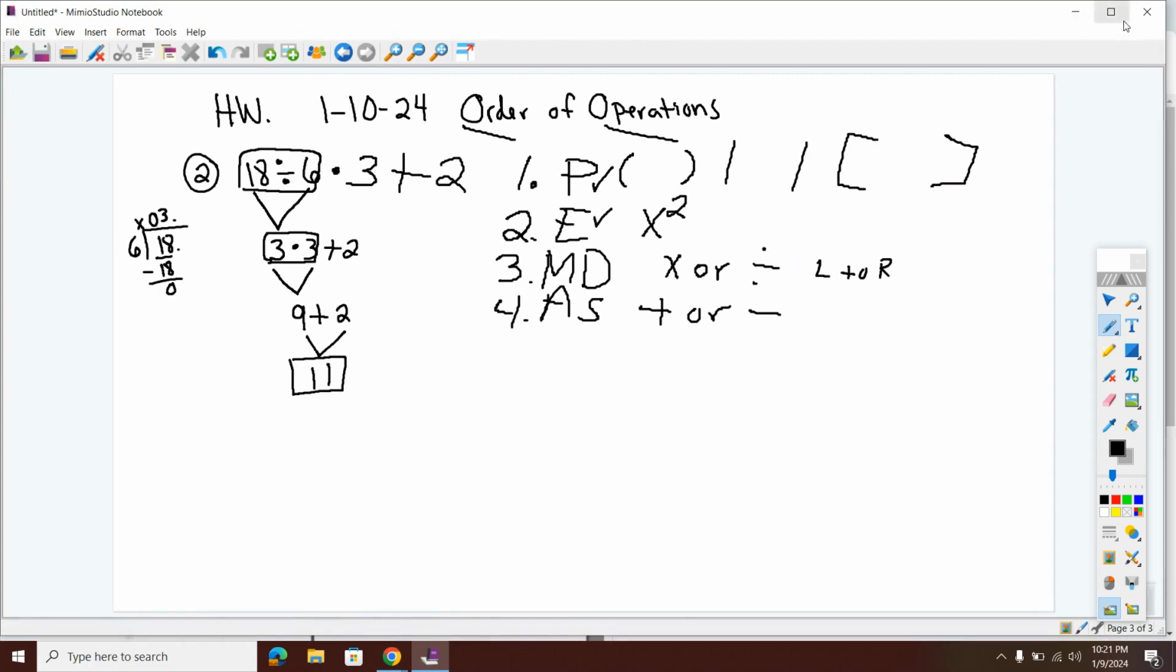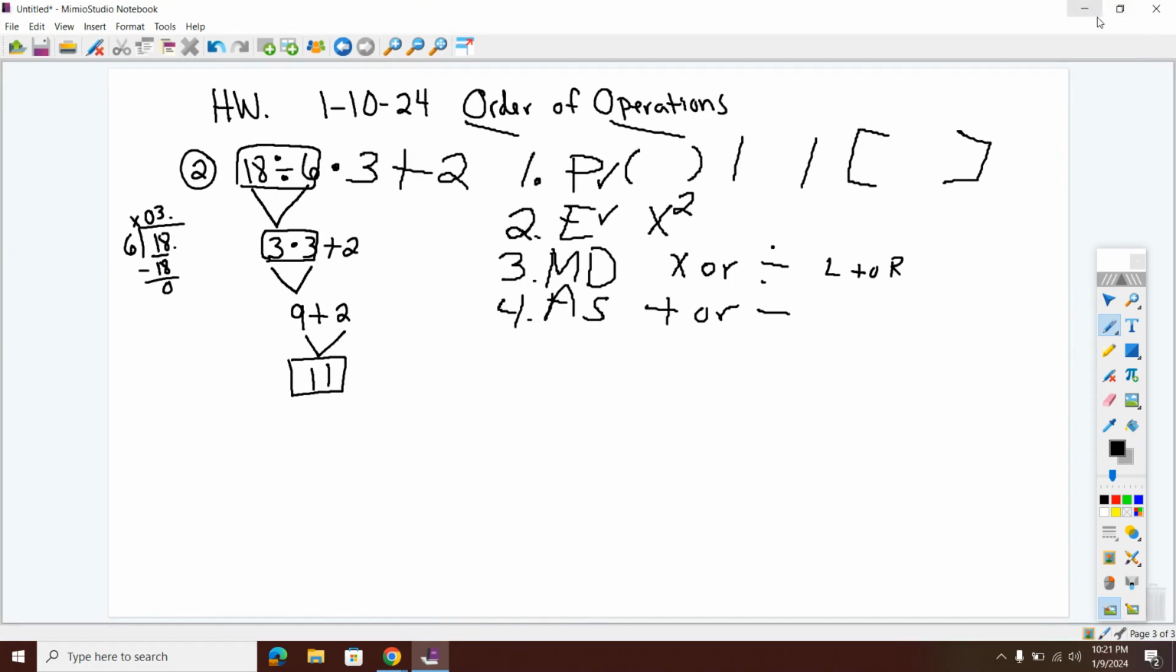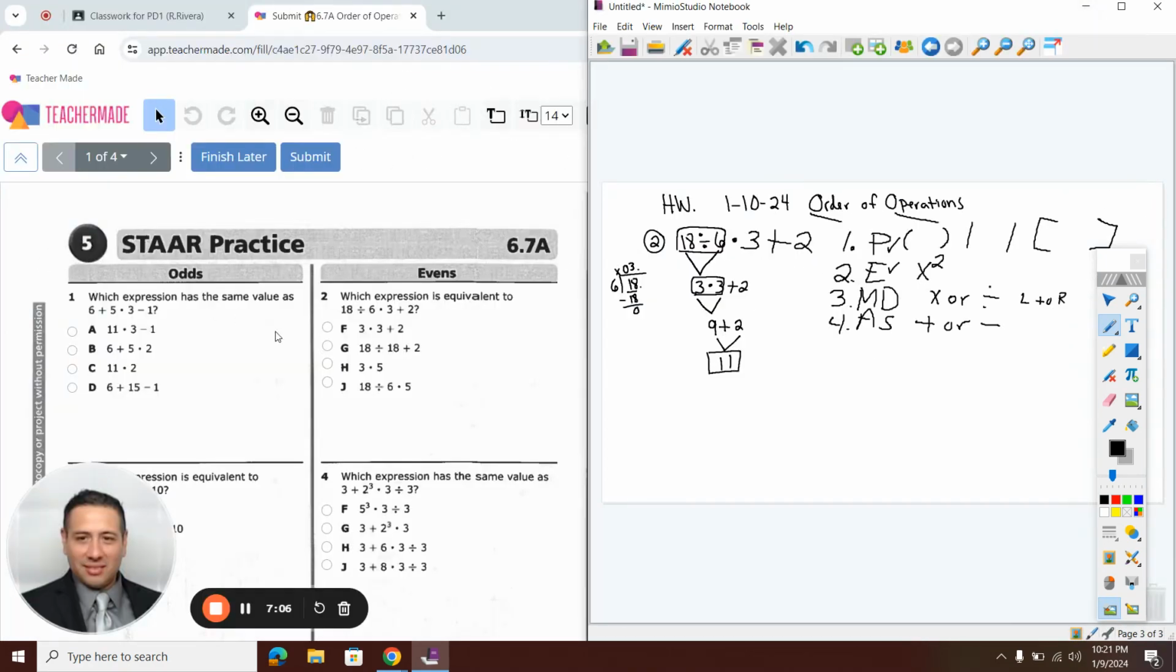Now when I go to my work, if you notice, there's no answer of 11. So what I need to do is figure out, okay, which one would also give me 11? Which one of these would also give me 11?